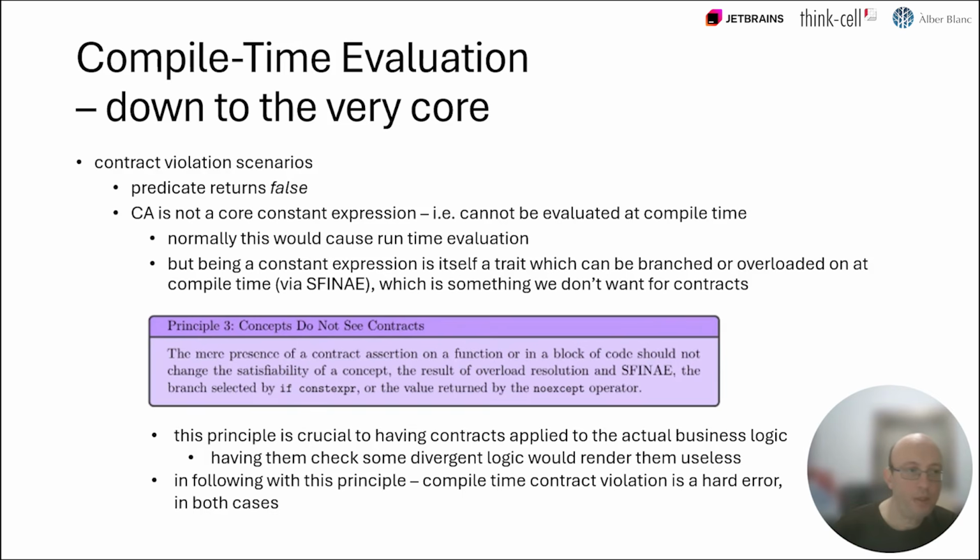So what happens if a compile time contract violation results in a failed evaluation? The first case is indeed that the predicate returns false. And this is easy. We have an ill-formed program in the case of terminating contract semantics. Of course, ignore does not evaluate this at all, and observe would give us a warning.